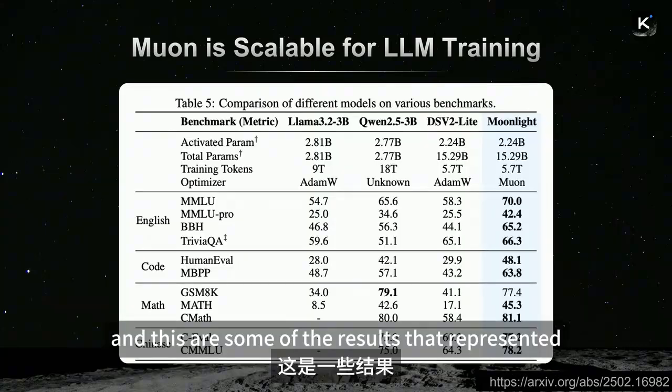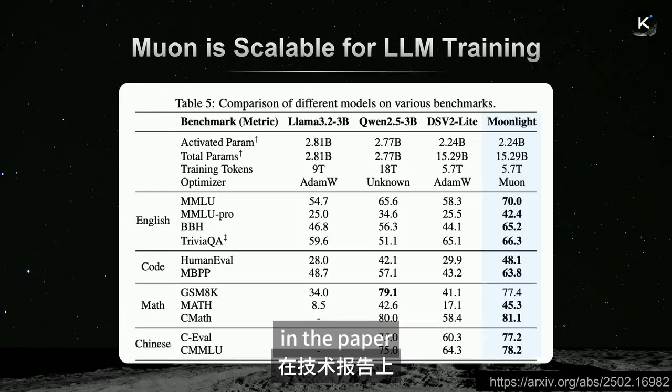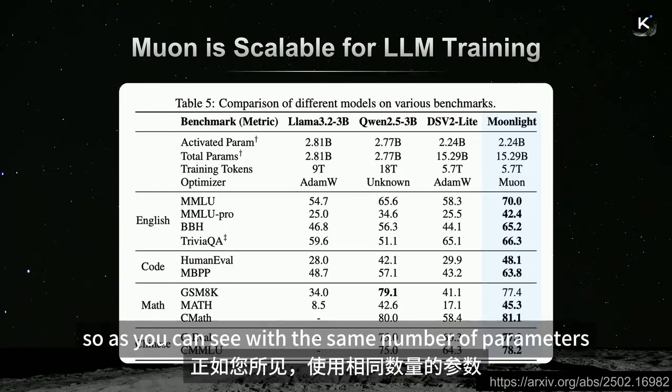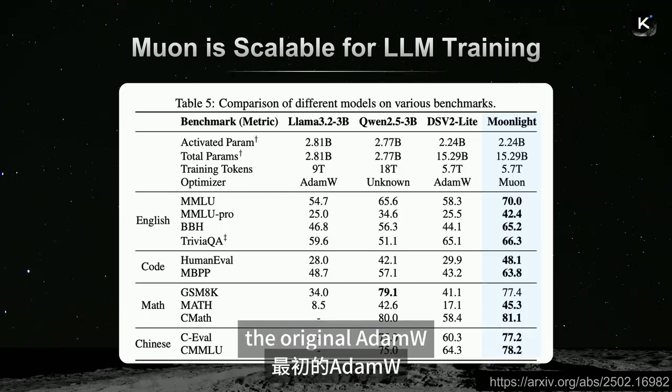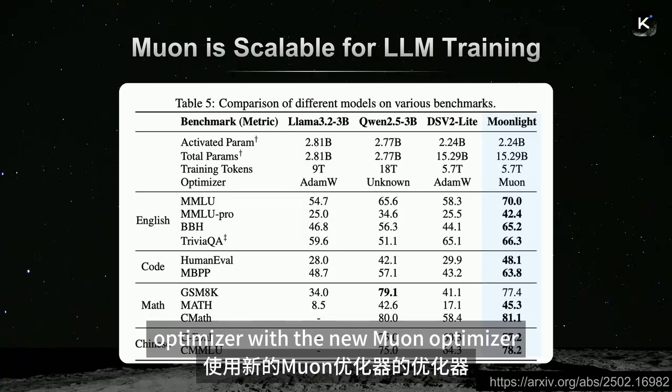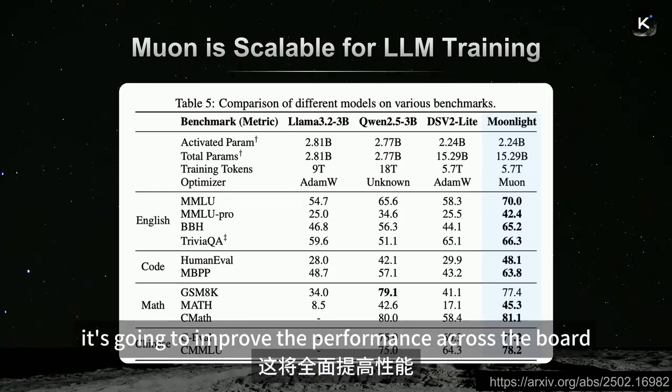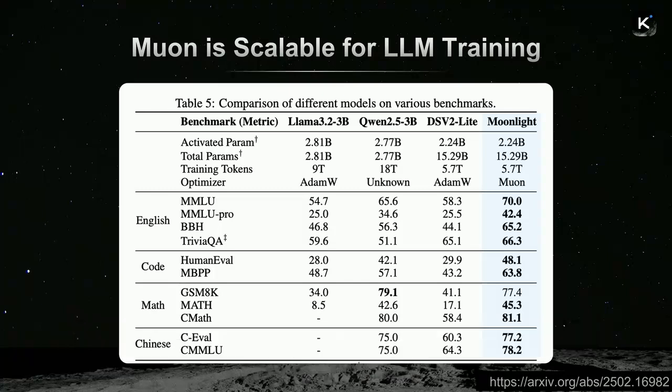And these are some of the results that were presented in the paper. As you can see, with the same number of parameters and the same number of training tokens, we just replace the original AdamW optimizer with the new Muon optimizer. It improves the performance across the board significantly.